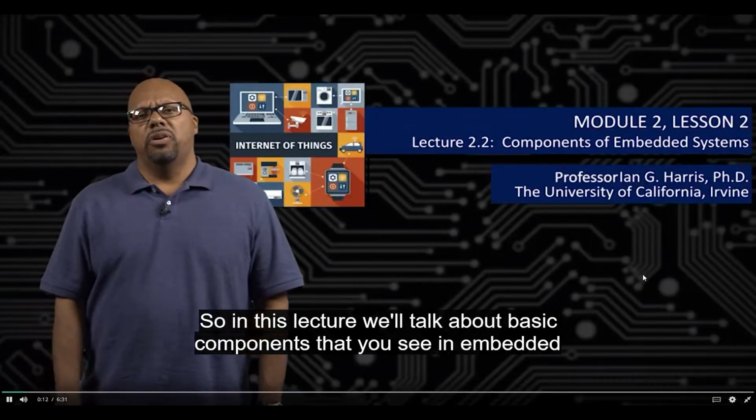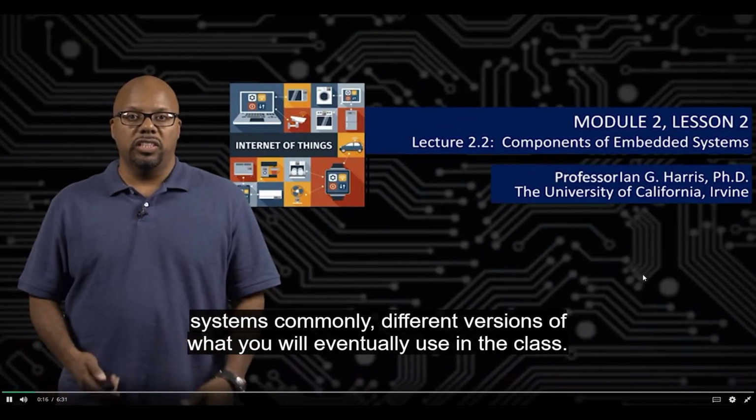So in this lecture, we'll talk about basic components you commonly see in embedded systems, different versions of what you will eventually use in the class.